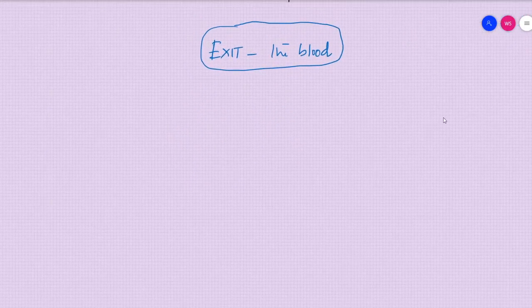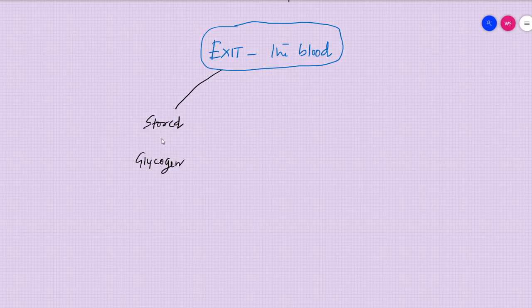Okay, so you might already know, how does it exit? Yes, some of it is stored. What is the storage form of glucose? Right, storing glucose takes up lots of space. So the body has come up with a clever idea of using a polymer instead of glucose itself, and the polymer is glycogen. It is stored as glycogen.